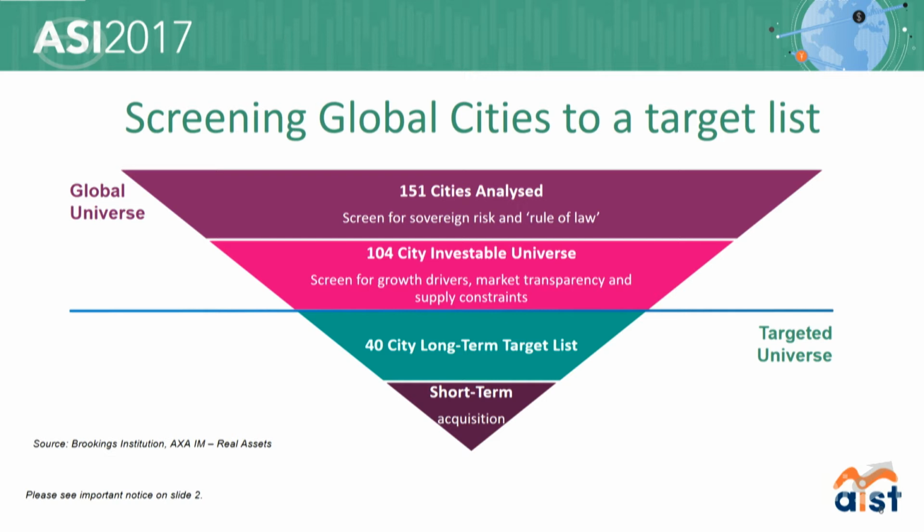So the way we select cities is, first of all, we start with the 150 largest cities. We remove from this pool the cities with weak rule of law, so we eliminate more or less the emerging markets. Then we screen 100 cities and look at growth drivers, market transparency and supply constraints. And we are left with 40 cities that are our long-term targets, spread within 5 regional groups. So it's 2 in Europe, 2 in the US, East and West, and the Asia-Pacific.